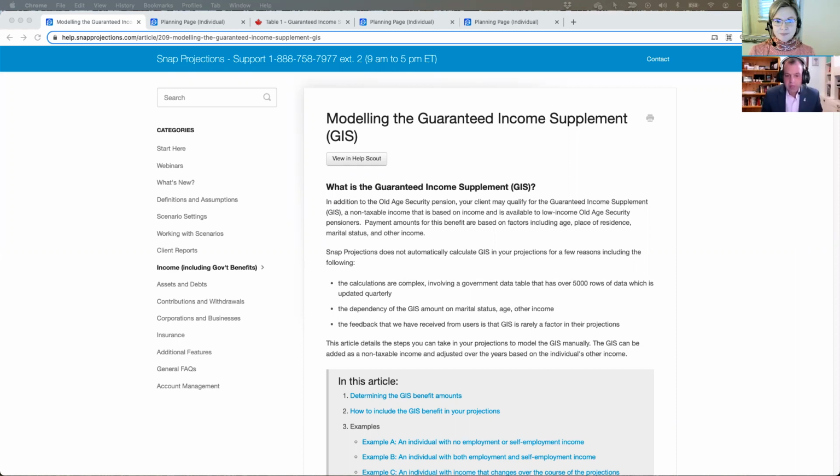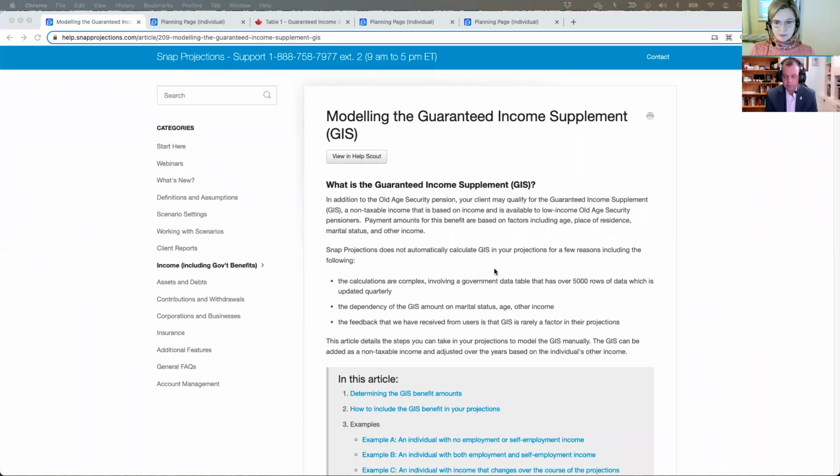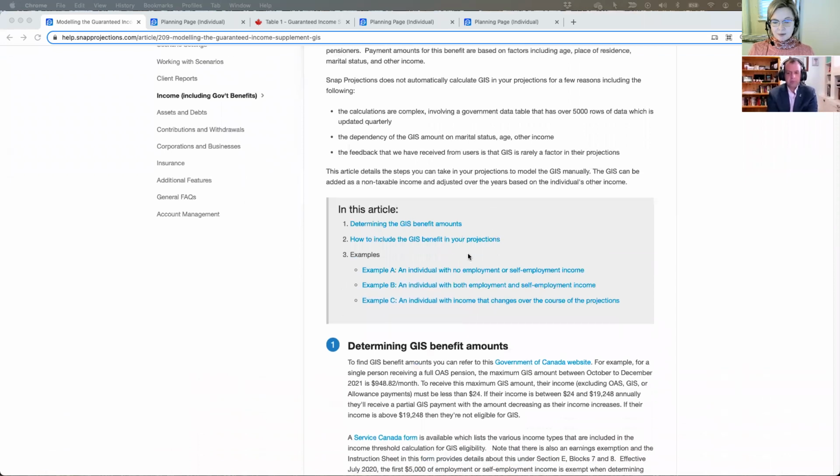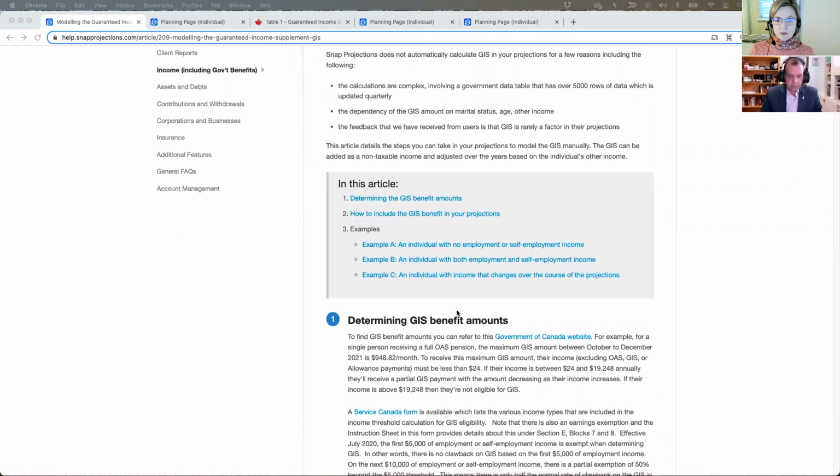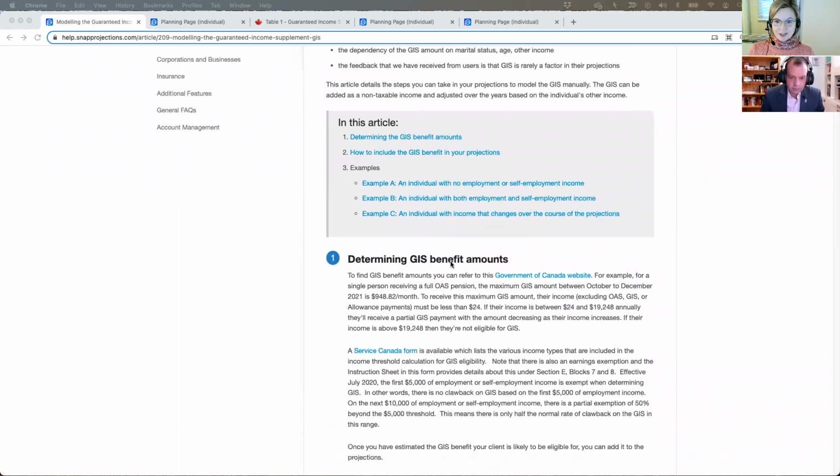Yeah, perfect. So you've got some case studies here. Can you take us through the case studies, Leigh? Sure. First, I'm just going to point out that I've written an article all about modeling the GIS in Snap Projections, a little bit of intro here. And then this article details the examples that we're going to go through as well. So, all about determining the GIS benefits.